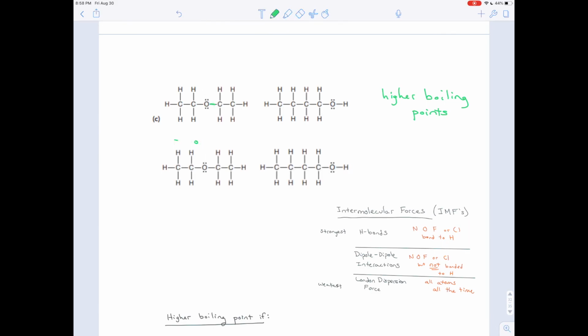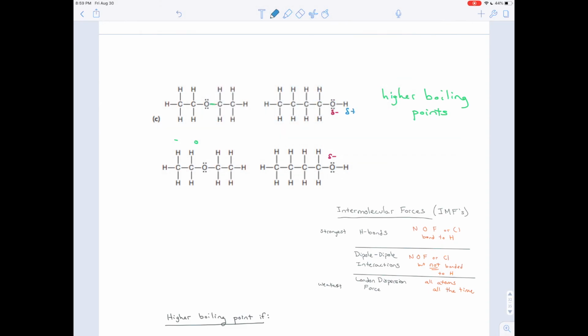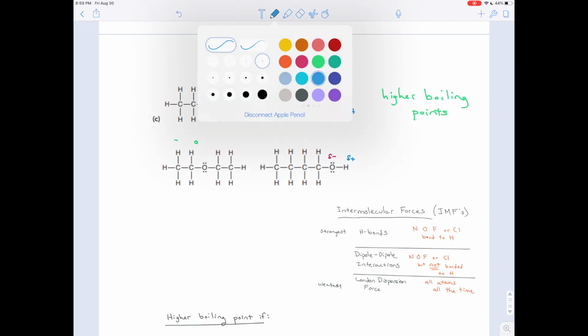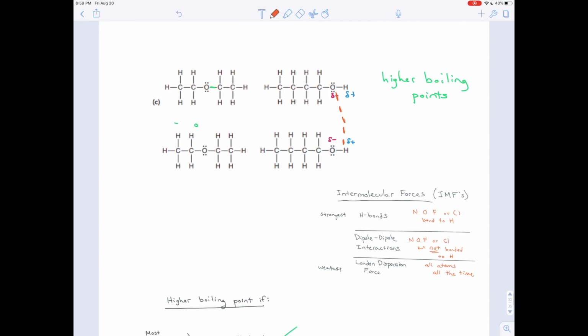So if you think of it in terms of charges, this oxygen is slightly negative, and this hydrogen is slightly positive. It's the attraction between this oxygen and that hydrogen that forms the hydrogen bond. And that would be a stronger interaction than anything you could form between these two molecules.